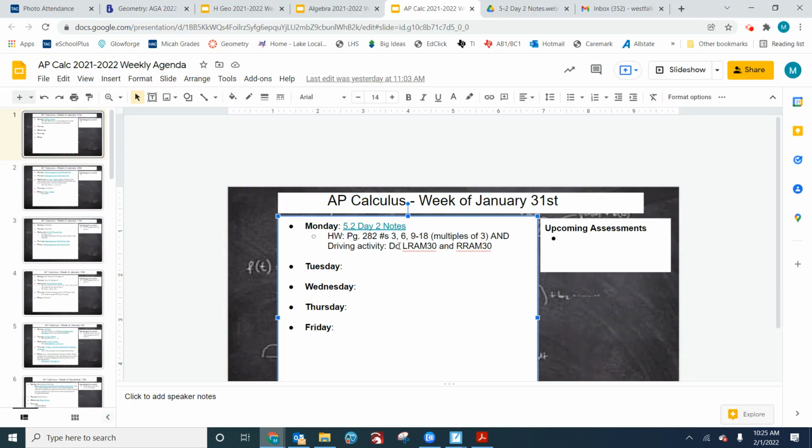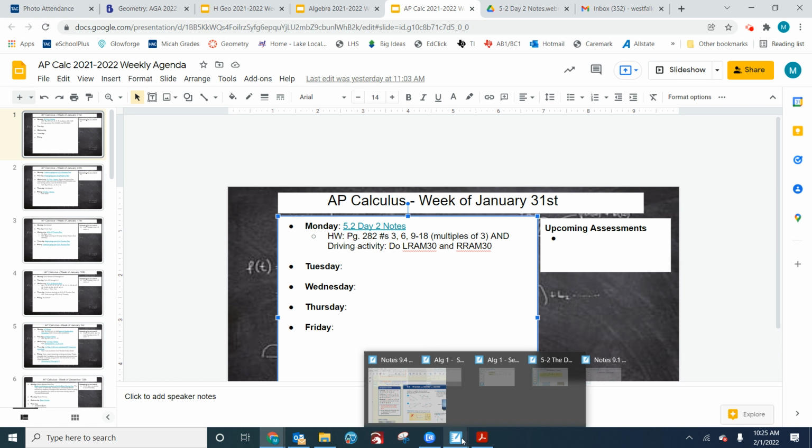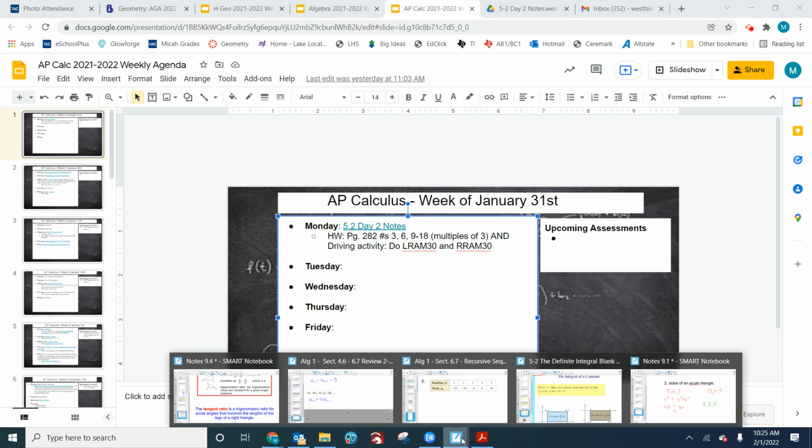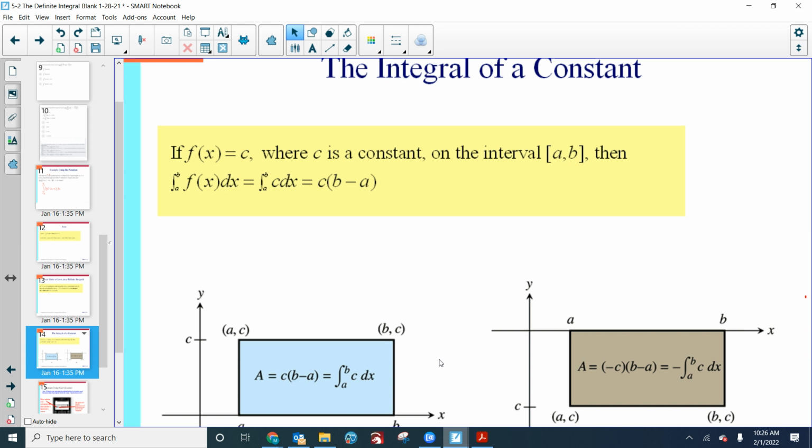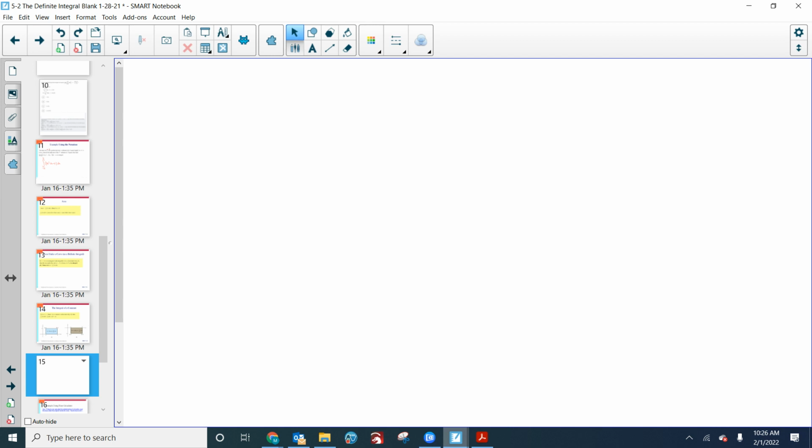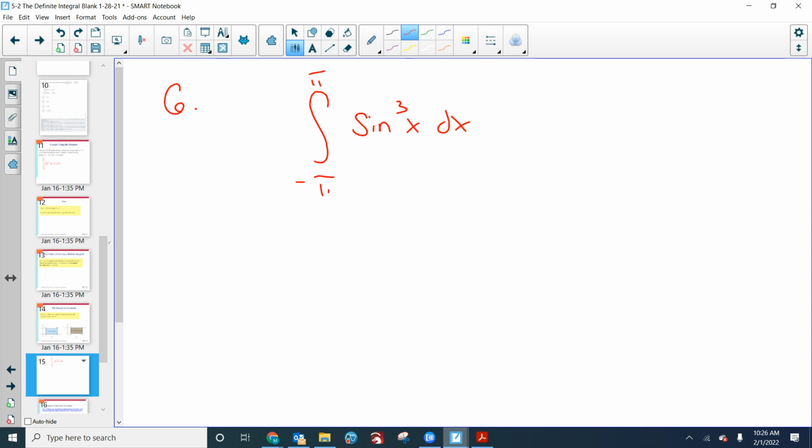Your homework was 3, 6, 9 through 18 multiples of 3. I had to do math to do your homework, huh? Number 3 was just rewrite it as a definite integral. Number 6, you should have gotten. 6 was an even, so I'll write that out. Integral from negative pi to pi of sine cubed x dx. Good with that.